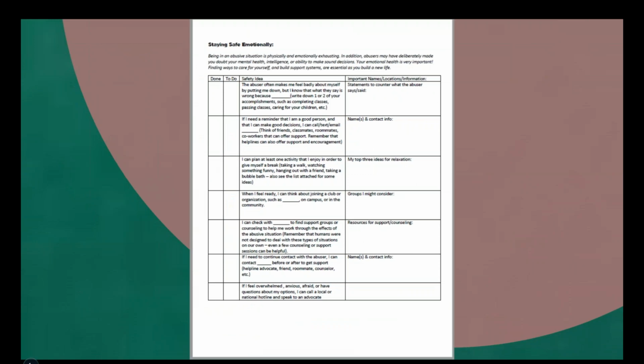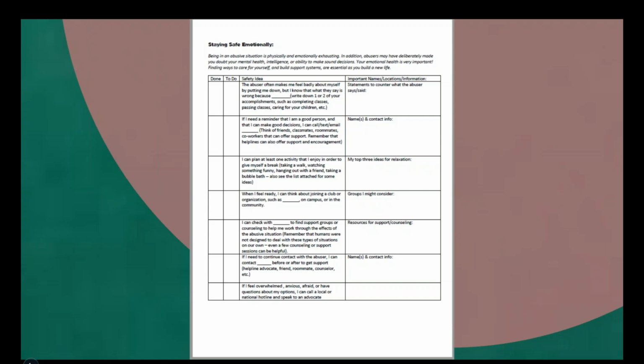Staying safe emotionally. Because being in an abusive situation can be emotionally exhausting, as our safety plan says. I also think that this is a really, really important page within the safety plan because emotional health is so important, and I think self-care helps keep us going.